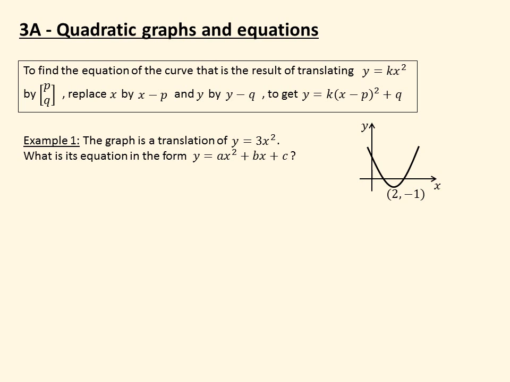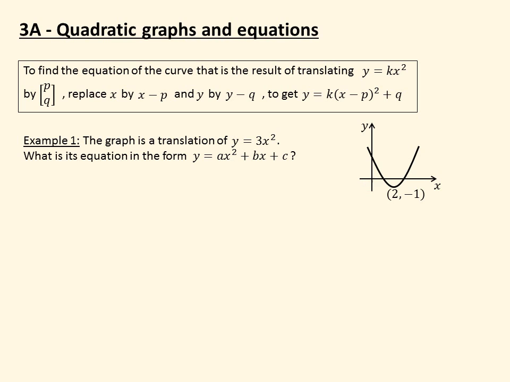The graph shown is a translation of the graph y equals 3x squared. We need to find its equation in the form y equals ax squared plus bx plus c. We're going to start by considering the vertex of the graph, this point here right at the bottom. We can see that it's at the point (2, -1). In a quadratic graph that hasn't been translated, the vertex will be at the origin.